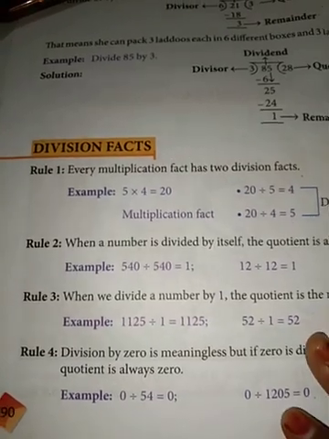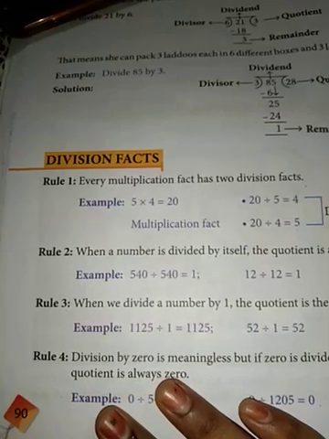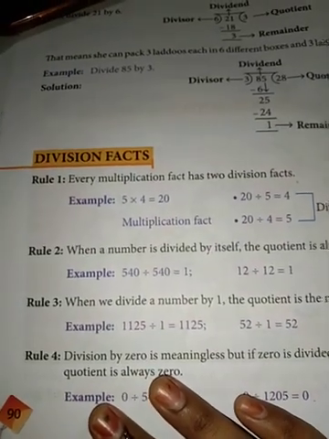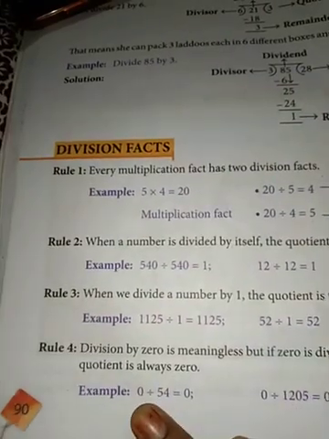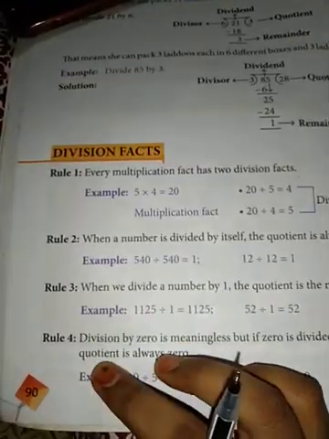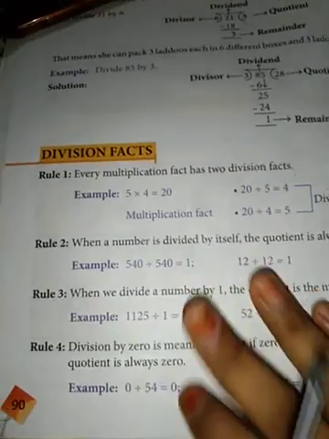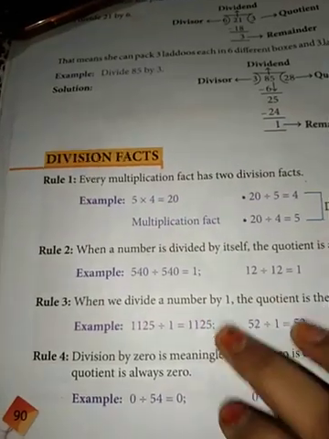Now children, your homework is, you have to learn and discuss these four properties. You have to learn it, and if you have any problem, you can ask me. It is given on page number 90. Rule 1, Rule 2, Rule 3, Rule 4. You have to learn it before going to the exercise. You should know about these rules.